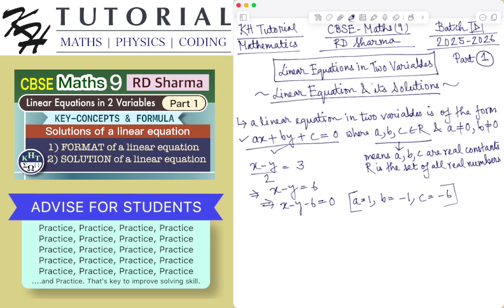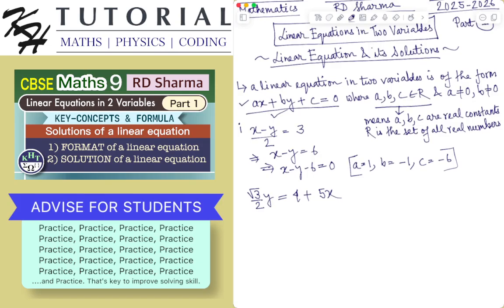Let's see another example. Let's say root 3 by 2 y plus x is equal to 4 plus 5x. This is a linear equation in two variables x and y. Let's see how we can convert it into the general format, that is ax plus by plus c equals 0. I will bring everything to the left hand side, and then we will have root 3 by 2 y minus 5x minus 4 is equal to 0.